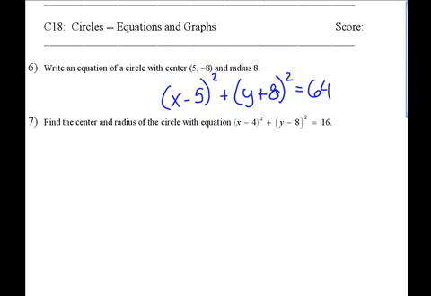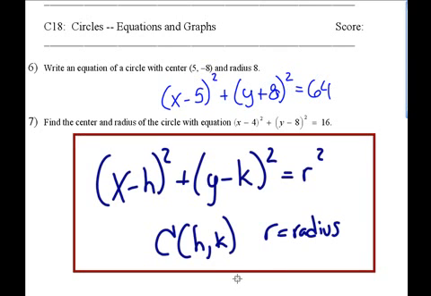Any questions there? If you're struggling with this problem, you might want to remember that the general form of the equation of a circle is x minus h quantity squared plus y minus k quantity squared equals r squared, where the center is h comma k and the radius is r. Notice the opposites here, the opposite of h. So the opposite of 5 is negative 5. The opposite of k, the opposite of negative 8, is positive 8. That's really important that we notice the opposites that are going on here.